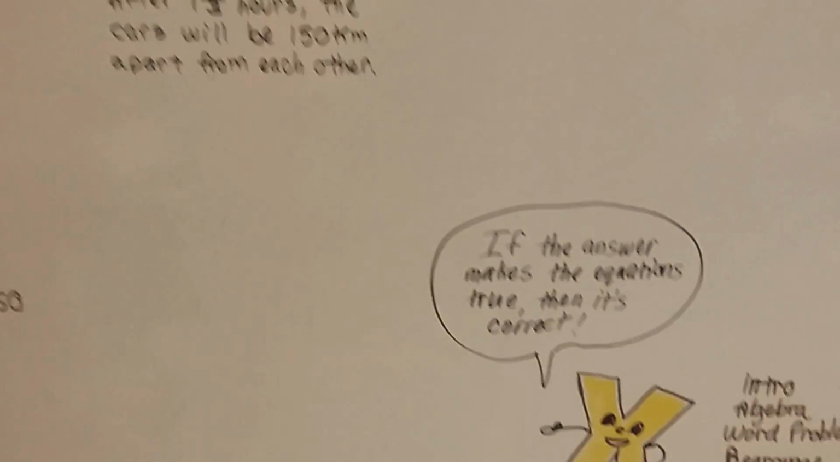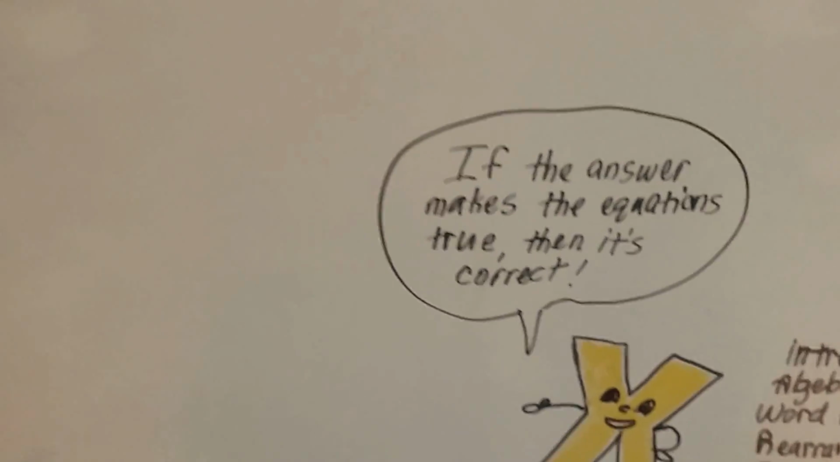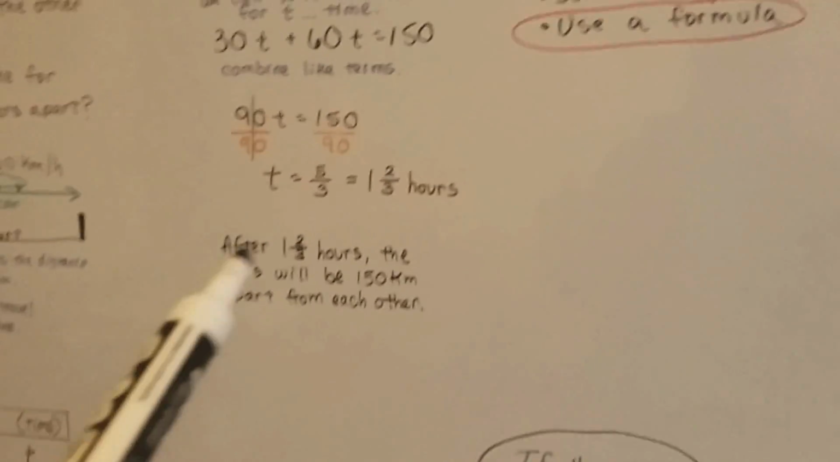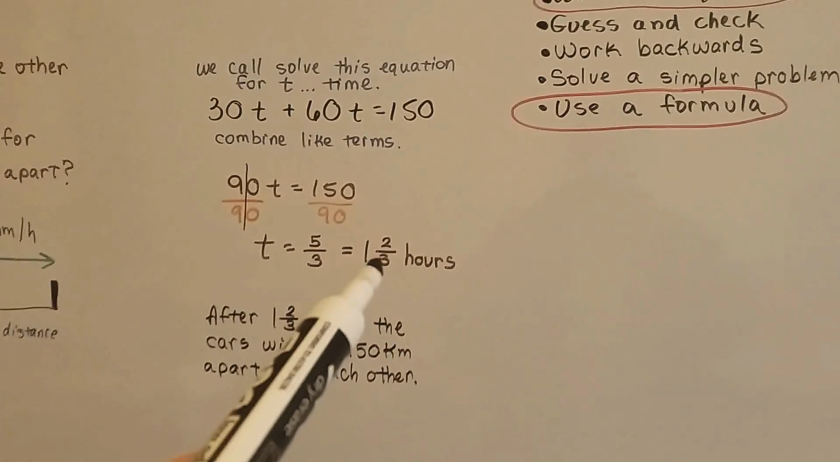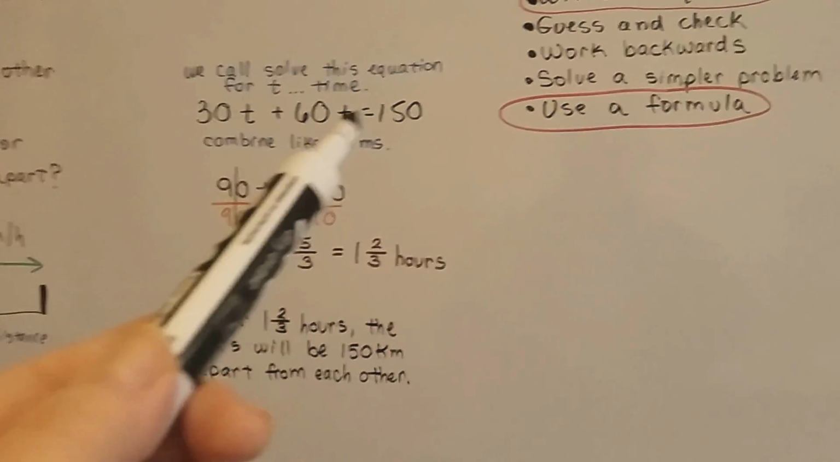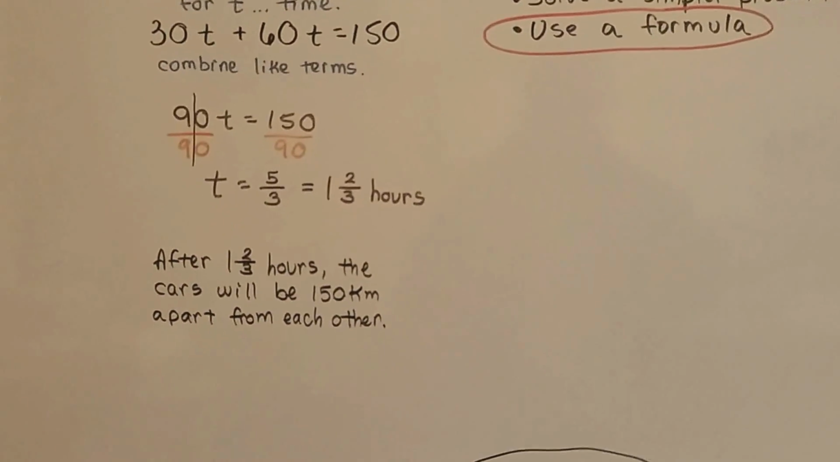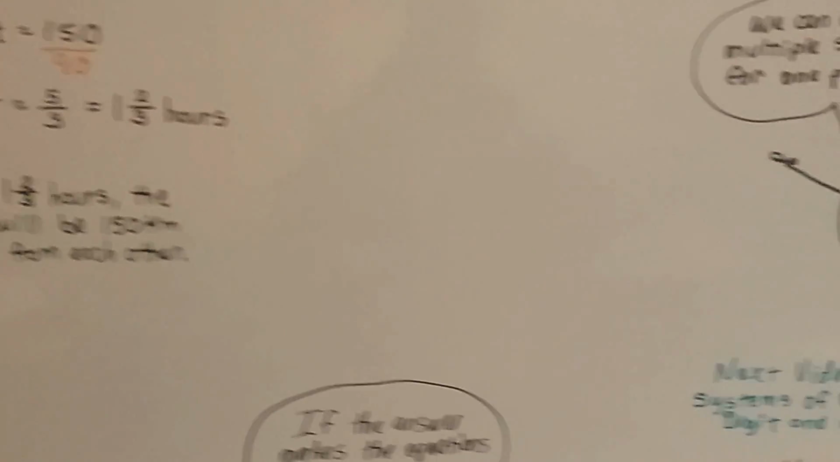So if the answer makes the equation true, then it's correct. All right? So we could plug this 5/3 in, or this 1 2/3 hours in, and multiply it by 30, and multiply it by 60, add it together, and see if it comes up to 150, which it does. Okay? I'm just running out of room on the board.